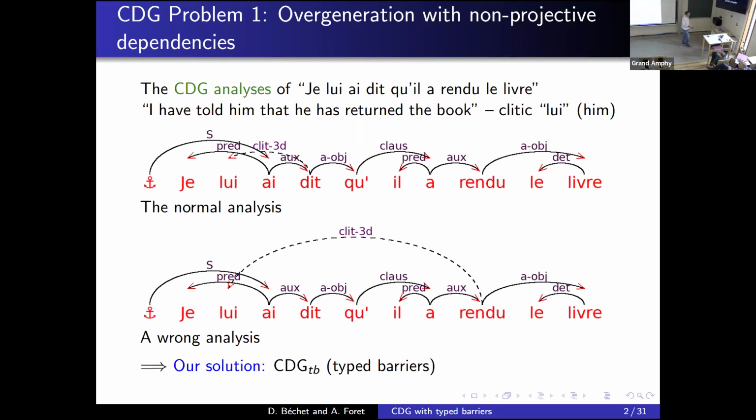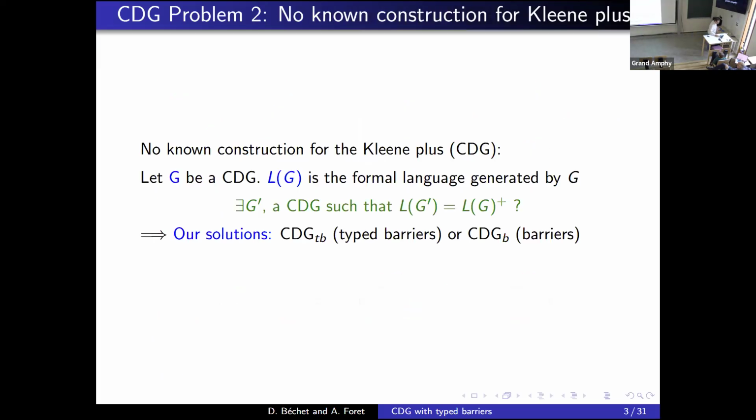To do this, we introduce a new system called the typed barrier in CDG to reduce this possibility. The second problem is that with CDG, we don't know if this class of languages is closed under the Kleene plus operator. In fact, there are no results for this. Our solution is also the typed barrier, and we will see that it's possible with CDG extended with typed barrier to have such a result.